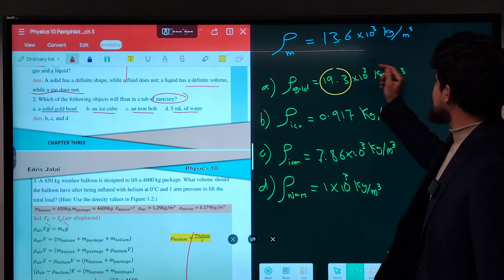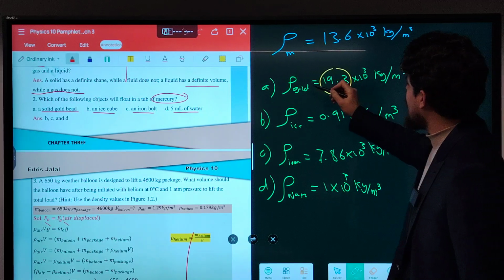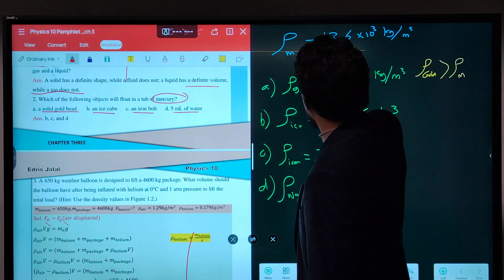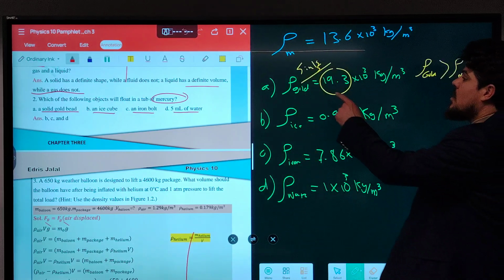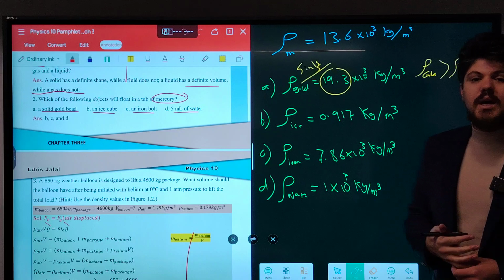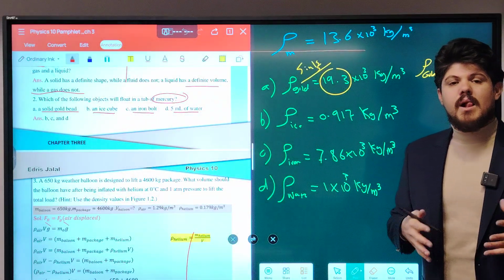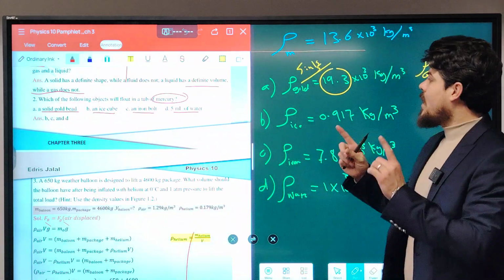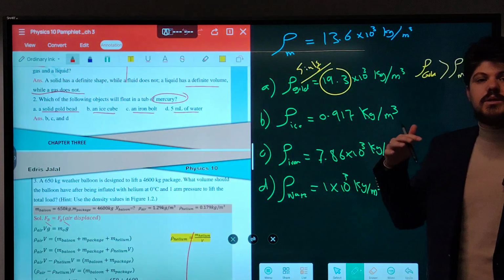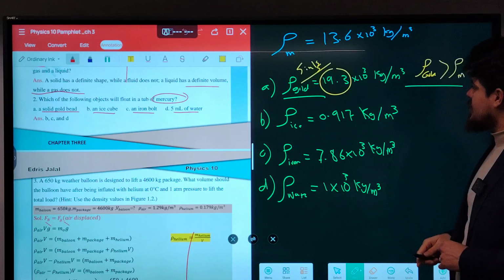Which of the following objects will float in a tub of mercury? To determine which object floats, you have to compare the densities. Which one is bigger, the density of gold or the density of mercury? Absolutely, the density of gold is bigger than the density of mercury. That is why the gold sinks. When does the object sink or submerge in a fluid? If the object's density is bigger than the fluid density.